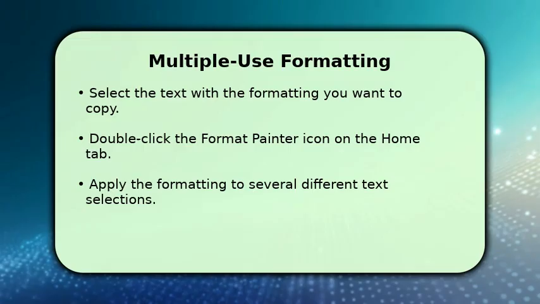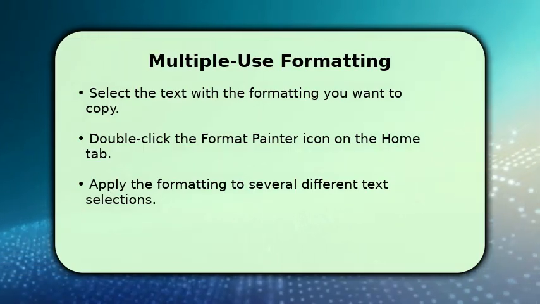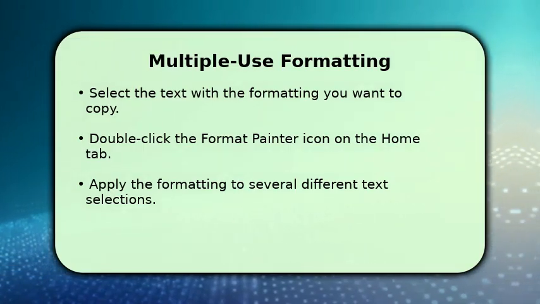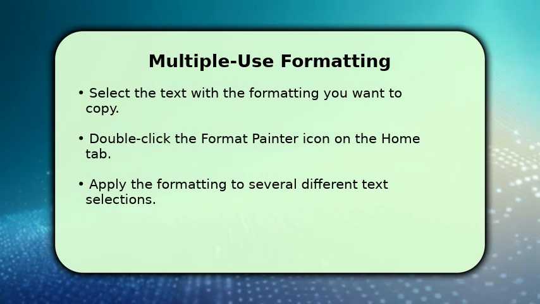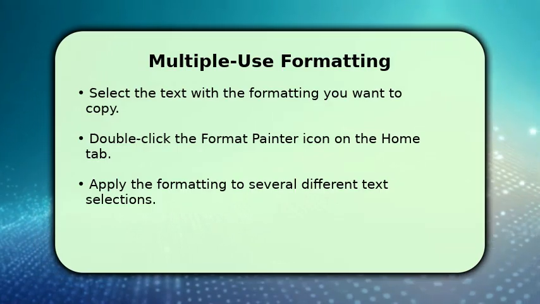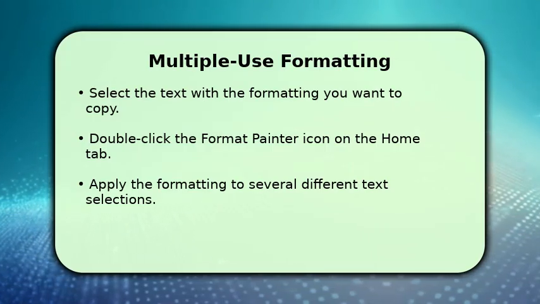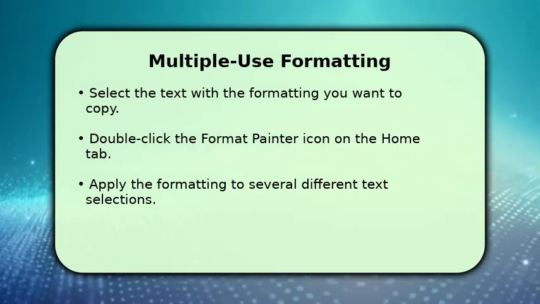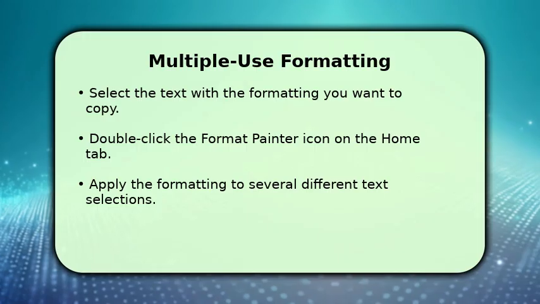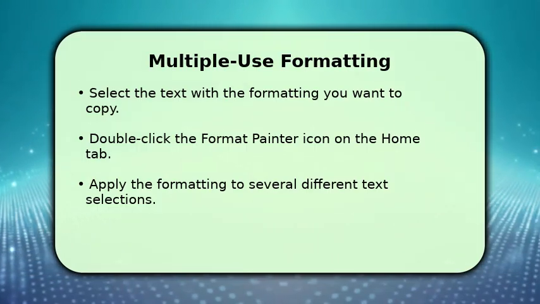When you need to apply the same formatting to multiple, non-contiguous sections of text, the process is slightly different. Start by selecting your source text, just as before. However, this time, double-click the Format Painter icon on the Home tab. This action keeps the tool active, allowing you to click and apply the formatting to as many different text selections as needed. To deactivate it, simply press the Escape key.